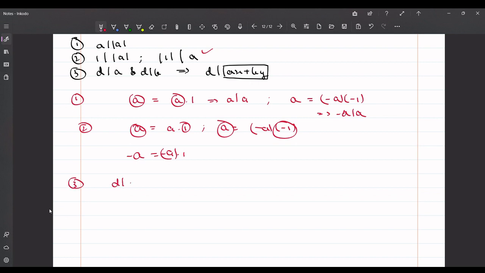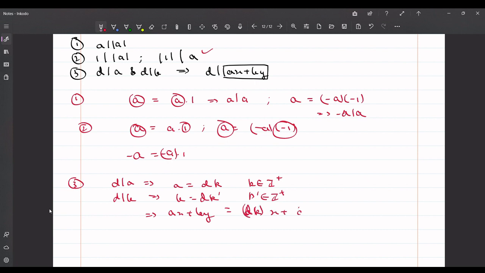See, D divides A. D divides A means A is DK, suppose. K is a positive integer, because we are concerned with natural numbers only. So D divides B, suppose. So B can be written as, say, DK dash, where K dash belongs to positive integers. So from here, what is AX plus BY? So AX plus BY is basically DK into X plus DK dash into Y.